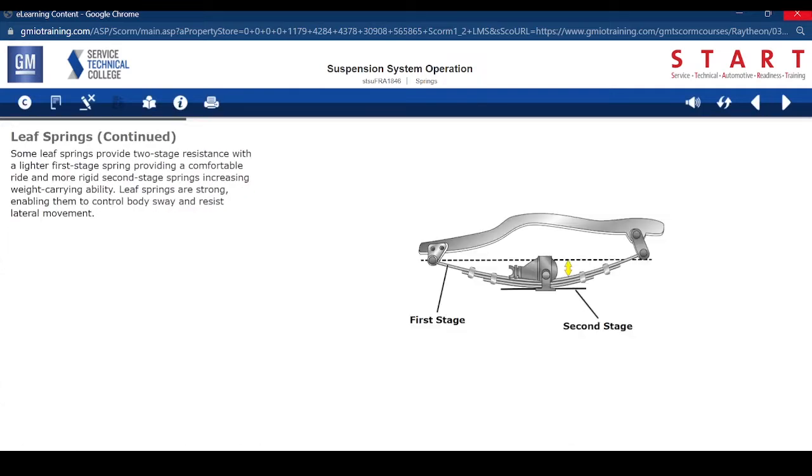Some leaf springs provide two-stage resistance with a lighter first-stage spring providing a comfortable ride and more rigid second-stage springs increasing weight-carrying ability. Leaf springs are strong, enabling them to control body sway and resist lateral movement.